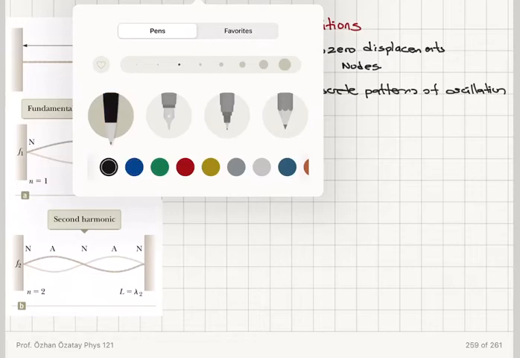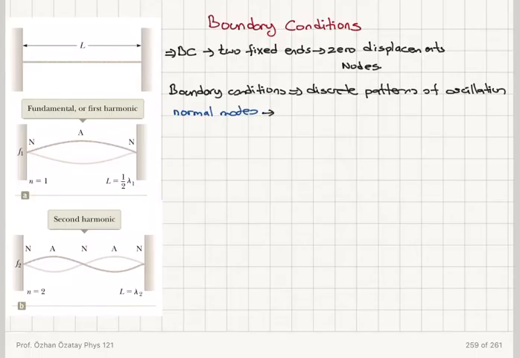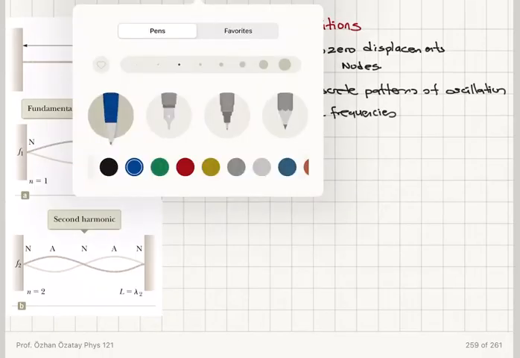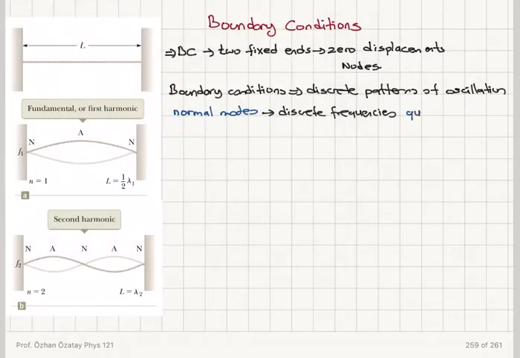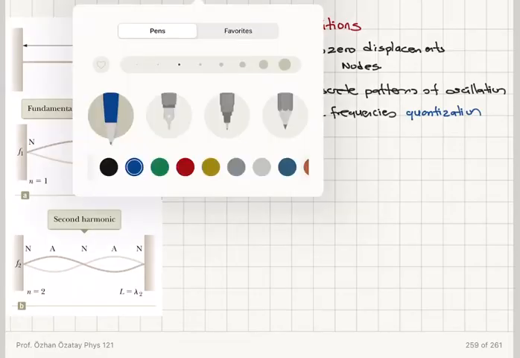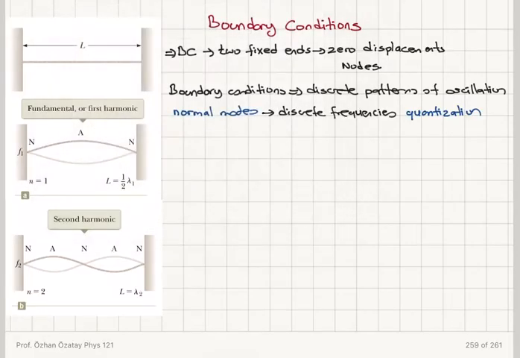That also implies that we're going to have discrete values of frequencies, discrete frequencies, and that means we have quantization of frequencies. Okay, so let's take a look at what kind of modes are allowed by these boundary conditions.